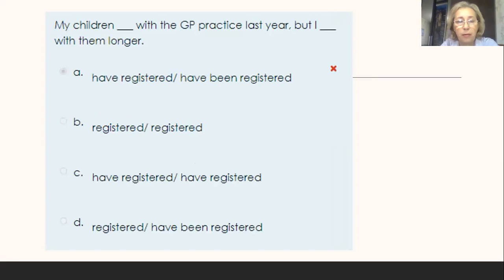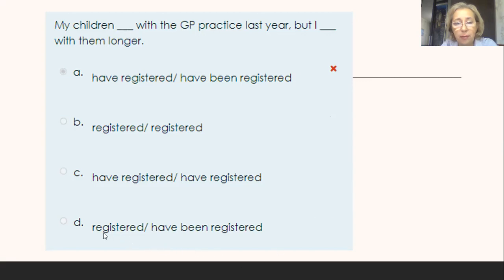So the next is: my children registered with the GP practice last year, but I have been registered with them longer. So we have the time phrase in the first part of the sentence, last year. It shows that we should use the past simple. And if we speak about the second part of the sentence, longer, I think it doesn't say the exact time. And this is just an experience, maybe I say that it's been with me for a longer period of time, and it should be present perfect.